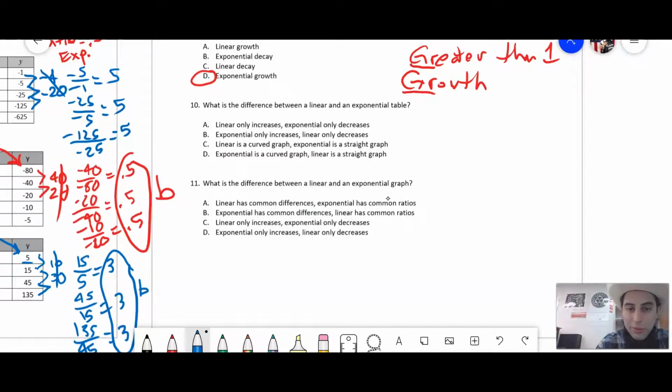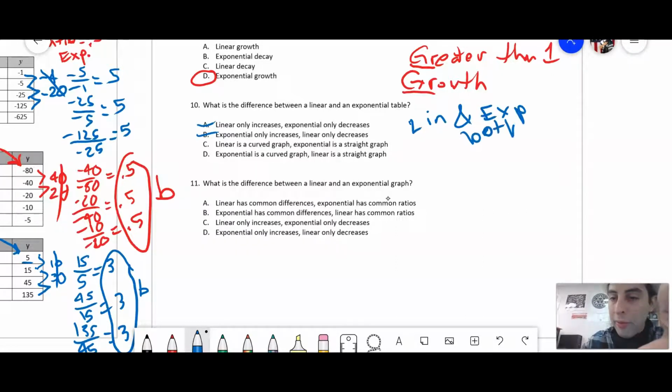On an exponential table, it says linear only increases, exponential only decreases. So I want you to know, linear and exponential both can either increase or decrease. That ain't right. Exponential only increases. Right, okay? So linear and exponential both increase and decrease. All right. Now, I think these are mixed up. Dang it. Well, I'm sorry about that.